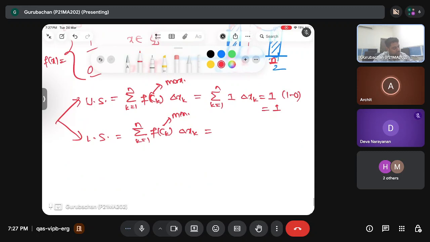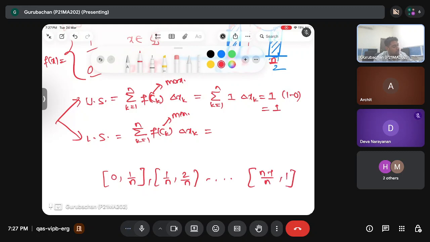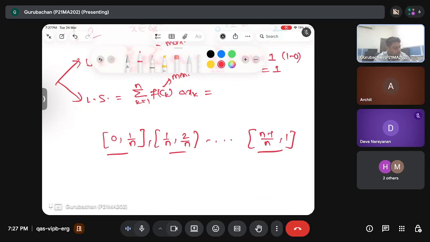Like, sir, we are taking dx tending to zero. But what is the way of doing the calculation? First of all, we will break into a finite sum. For example, 0 to 1 by n, 1 by n to 2 by n, and n minus 1 by n to 1. In each subinterval, are you agree with me? There is rational and irrational. This is the way of doing the calculation.